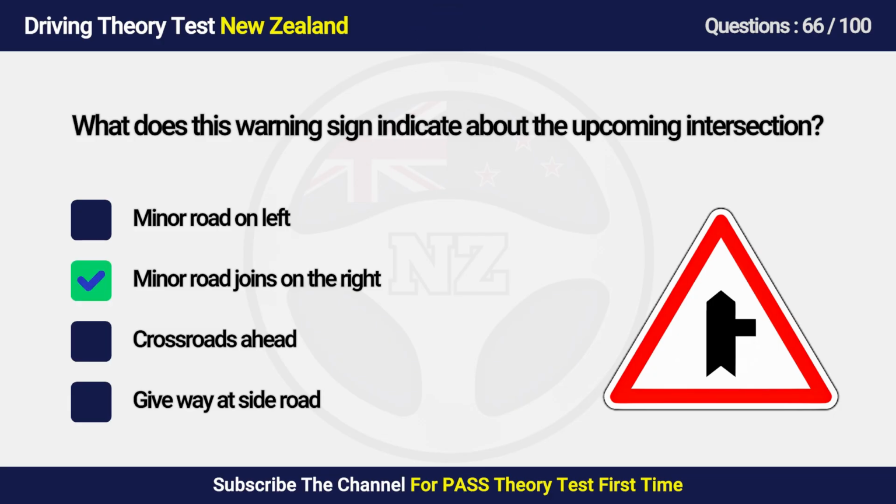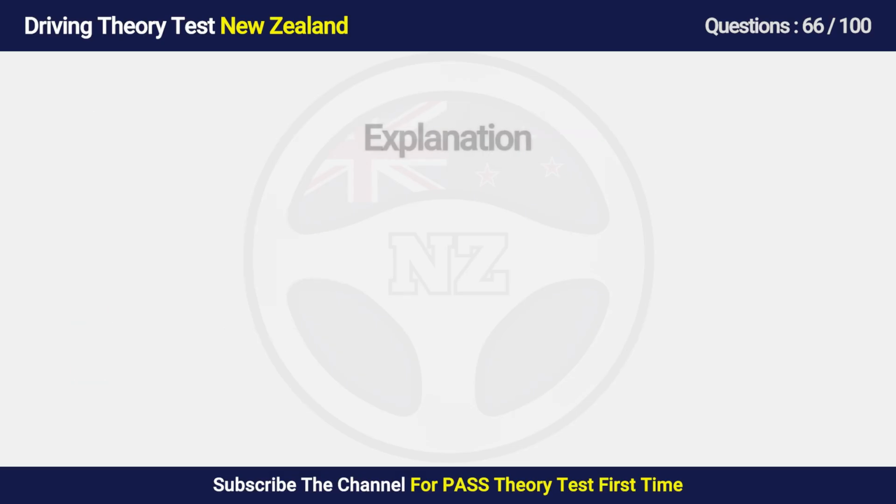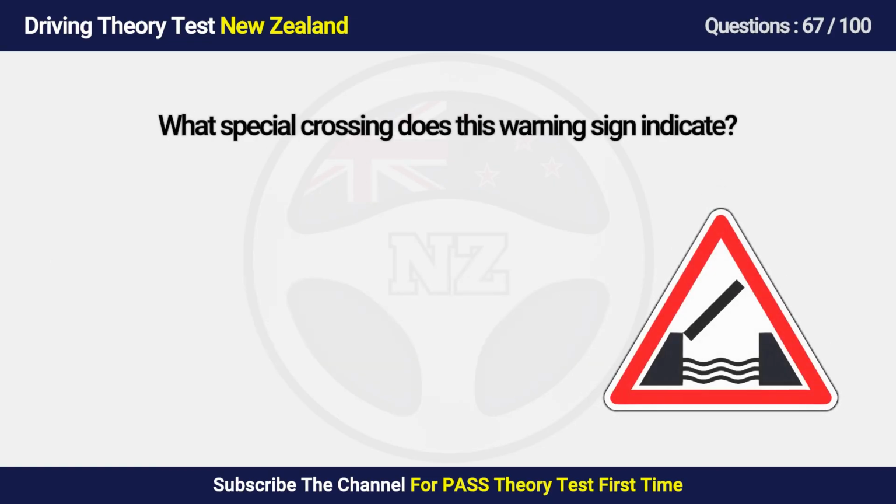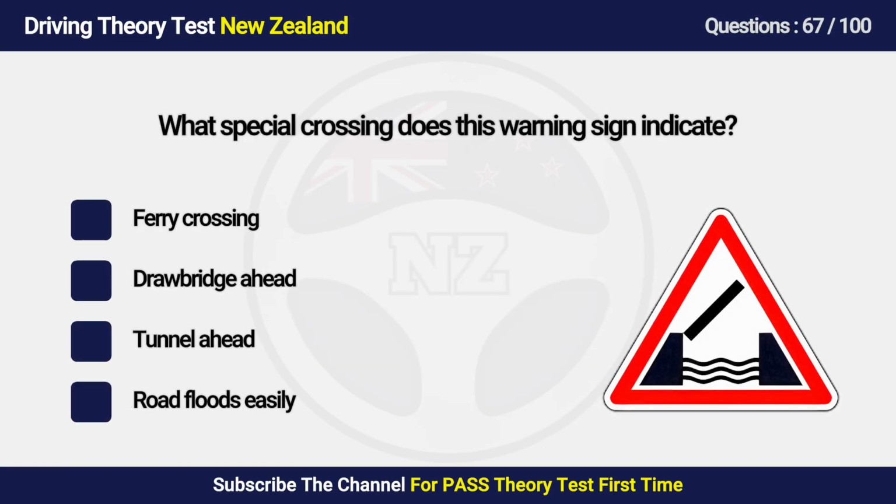Answer is B. Minor road joins on the right. This sign indicates a minor road joining from the right. Drivers should be aware of potential traffic entering from this side road, even though traffic on the main road usually has priority. Question 67. What special crossing does this warning sign indicate?